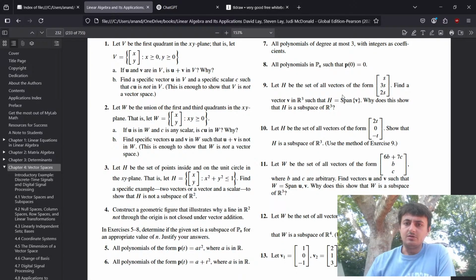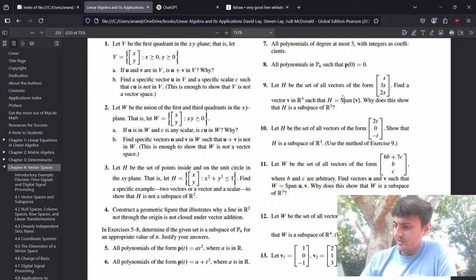Why does this show? So first off, all vectors of the form S, 3S, 2S can be written as S times (1, 3, 2). So all linear combinations of that form. Anyway, I'll just say it's because it's a line through the origin.